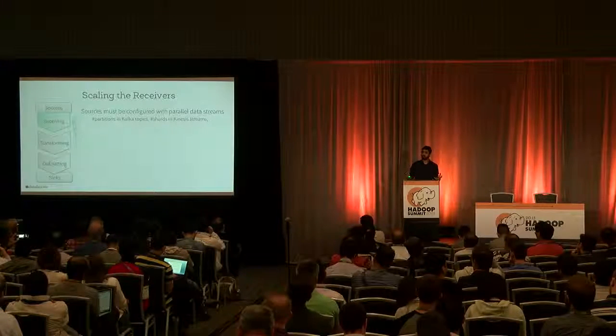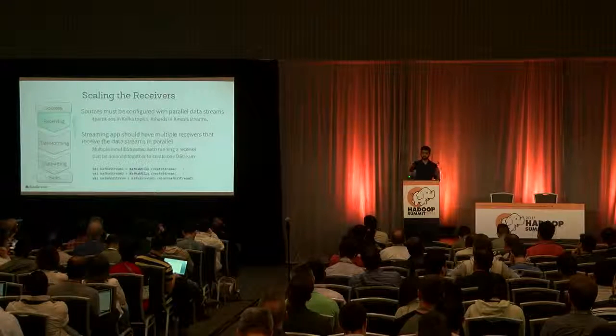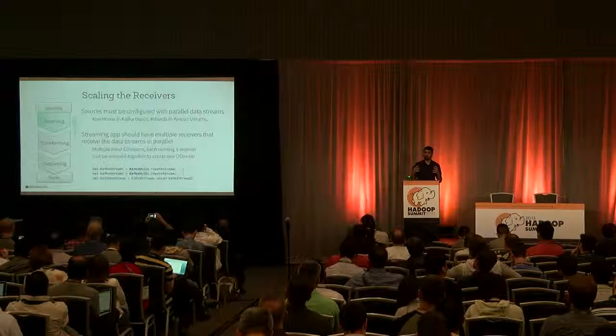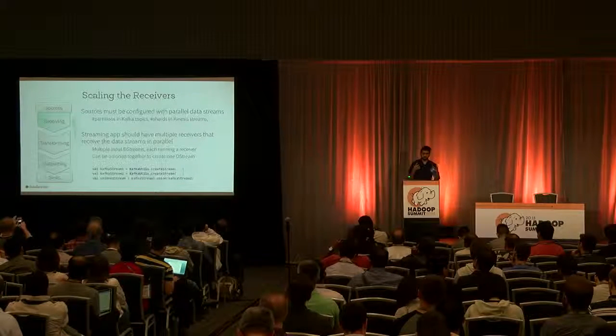Now, once you have those configured in the data sources, in the Spark streaming app, you can create multiple receivers by creating multiple input DStreams. And it's actually pretty easy to do.